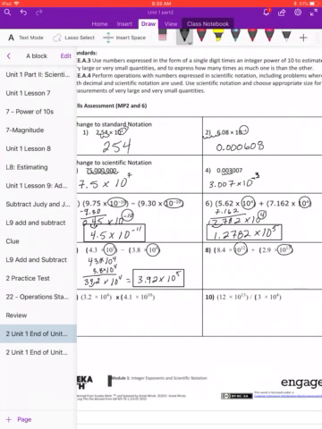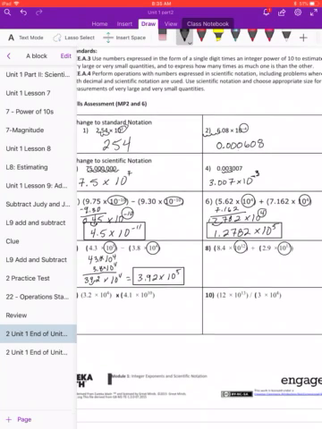Here, same. I need to make these the same. I'm going to change this one to 10 to the 12th, making this bigger, 29. So now I'm going to add 8.4 plus 29.0. That becomes a 4. 17. 37.4 times 10 to the 12th becomes 3.74 times 10 to the 13th.